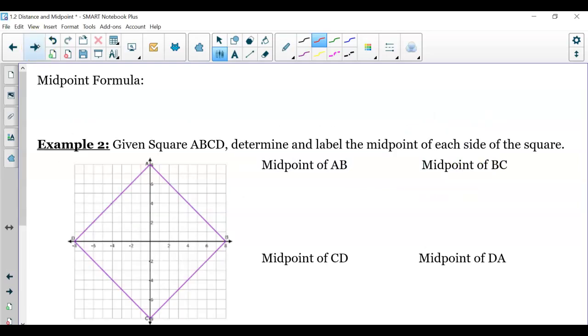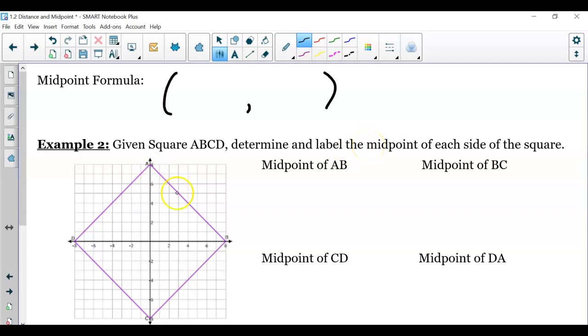Now getting into the midpoint. What is the point that's in the middle of, let's say, the line segment? The midpoint formula is, we are now going to take, actually, you know what? How about this? Before I give you the formula, let's go to example 2.